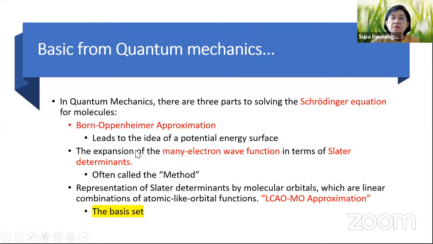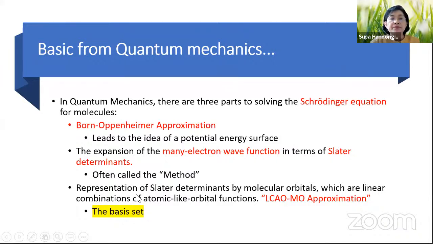Next, we still need some approximation. When we expand the many electron wave function, luckily, we have the Slater determinant to solve the many electron wave function, which sometimes includes a spin function also, okay? And when we try to generate the many electron wave functions, there are so many methods, okay?